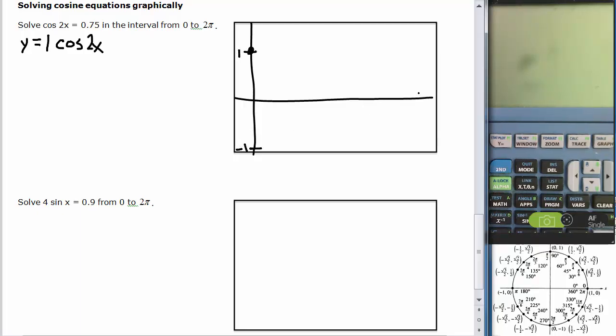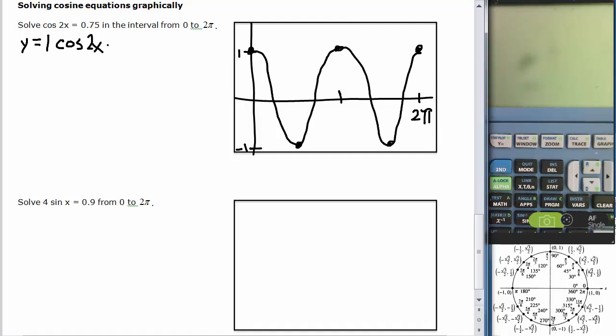2 is the number of periods the graph completes between 0 and 2 pi. So that means our graph is going to have to complete 2 full cycles between 0 and 2 pi. So I'm going to put my maximum points here and here. I'm going to have minimum points halfway in between my maximum values. My graph is going to look something like this. That's for the left side of our equation.